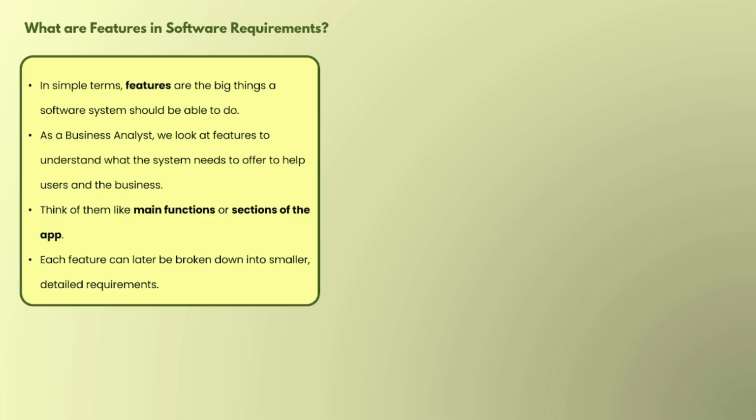Next, as a business analyst, we look at features to understand what the system needs to offer to help users and the business. Here we identify which features are necessary so the software adds value to the business. Let us assume, for instance, that users want to track their loan status, so we would suggest a feature like loan tracking, which also reduces the workload on support staff. So this is another feature. We can say that this particular feature is able to track the loan status.